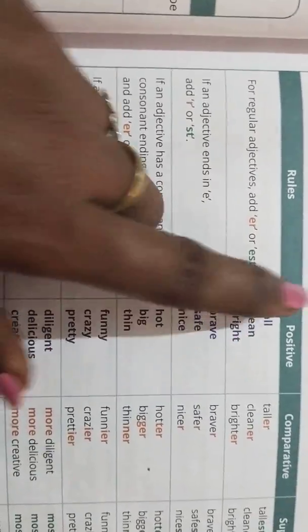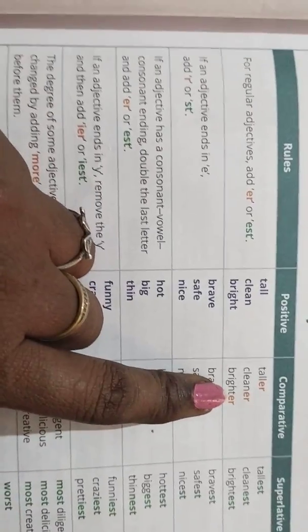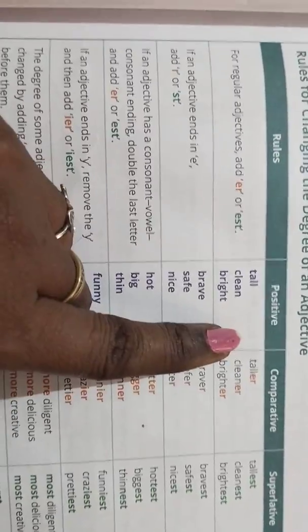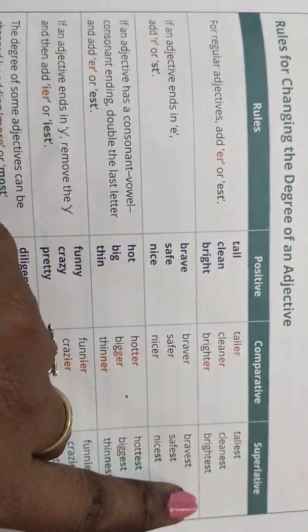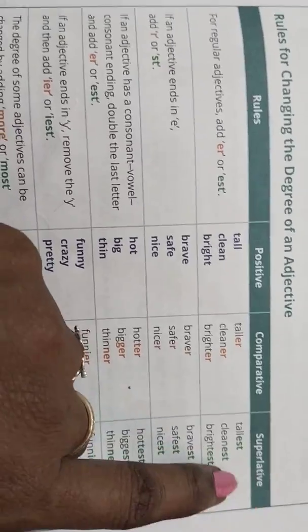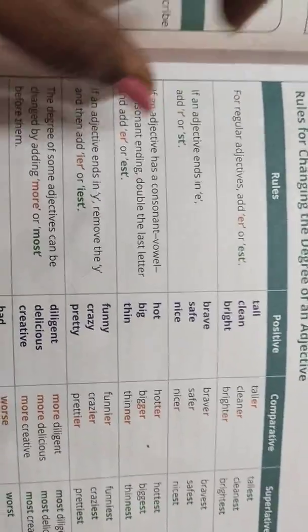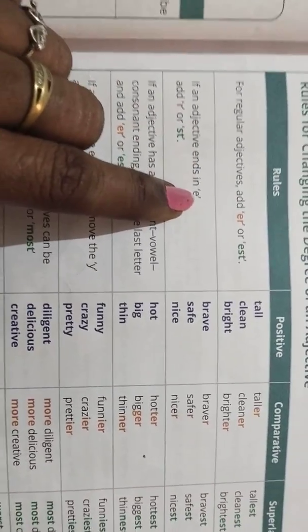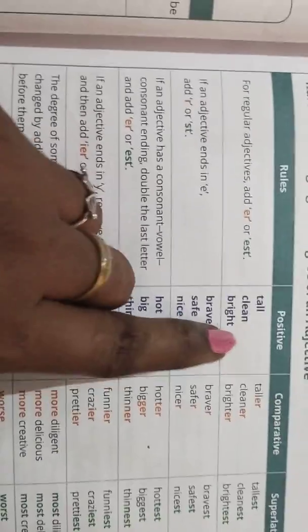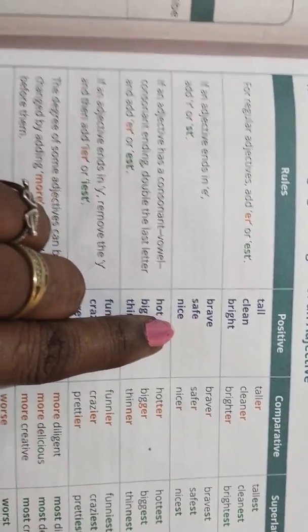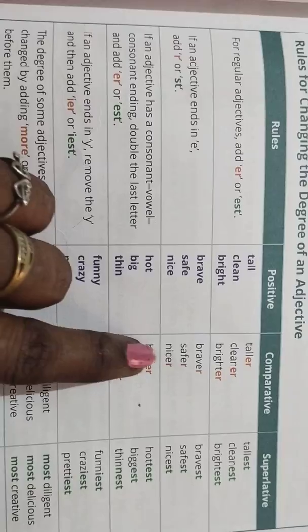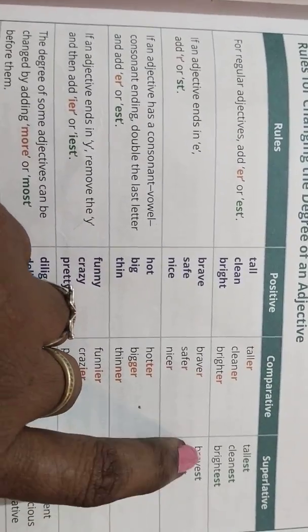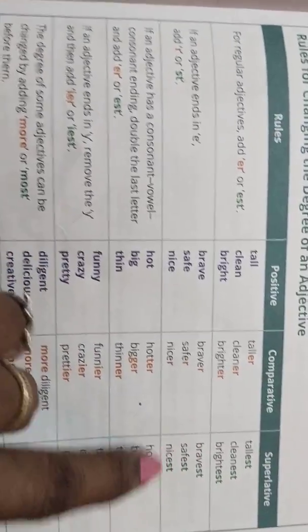These are the regular adjectives, for example: tall, clean, bright. They are given in the positive. But when we compare things with the noun, you add 'er' to it: taller, cleaner, brighter. When we change the positive into the superlative, we just add 'est': tallest, cleanest, brightest. Then rule 2: if an adjective ends with the letter e, like all of these adjectives, when we change it into the comparative we just add 'r': braver, safer, nicer. When we change it into the superlative, we add just 'st': bravest, safest, nicest.